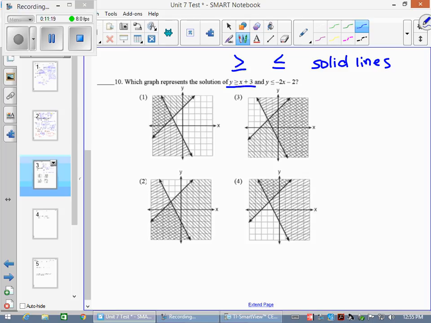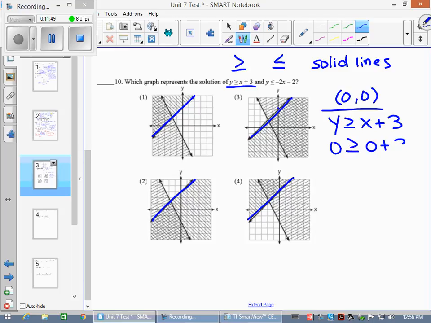So if I go to my line that has a y-intercept of 3, I could kind of just check to make sure they're graphed correctly. But this line in all 4 examples is graphed correctly. It has a slope of positive 1 and a y-intercept of 3. So now what I need to look at is which ones are shaded correctly. So if I plug in that checkpoint of 0, 0 to my first inequality, is 0 greater than or equal to 0 plus 3? Is 0 a number greater than or equal to 3? No, that's false. So this line that I graphed in blue should not have shading towards 0, 0, meaning the shading should go away from it.